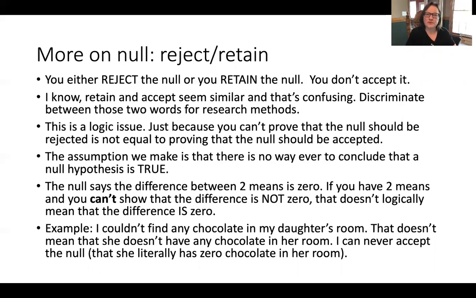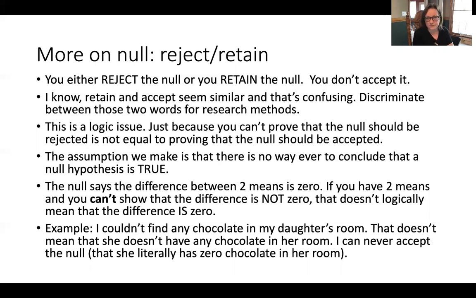So the assumption we're always making is there's no way to conclude that a null hypothesis is true. So remember, we're skeptics. We don't believe that the null is necessarily true. We're just looking for evidence. And we're either getting evidence that makes us want to reject the null or evidence that says, okay, we have to retain the null because we don't have enough evidence to reject it. That makes sense.